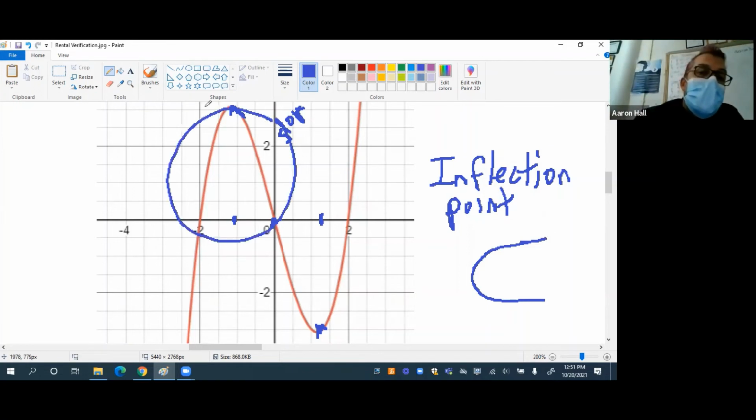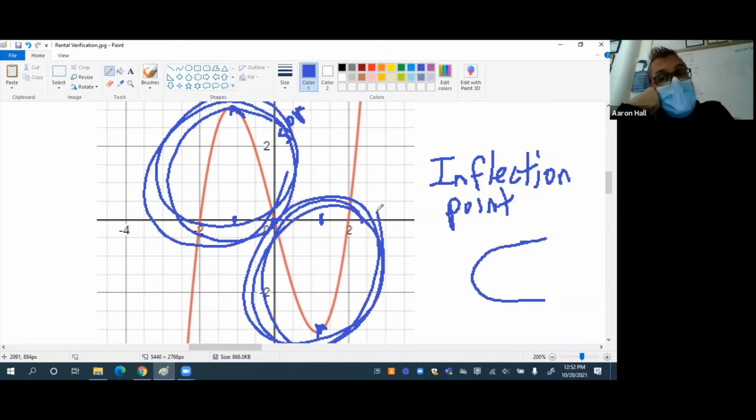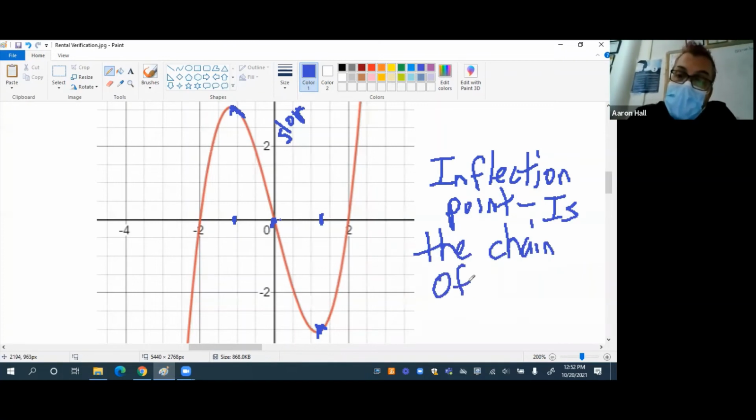Is this part of the graph concave up or concave down? The cave part is pointing downward. We say it's concave down. What is the concavity over here? The cave part is pointing up. So we have concave up and concave down. What is the definition of an inflection point? The change of concavity of the graph.